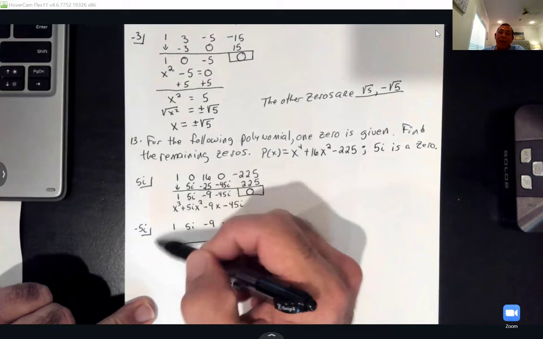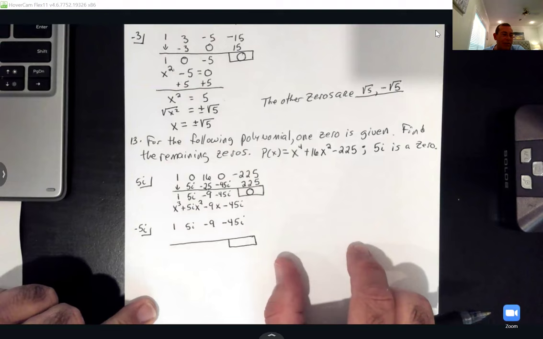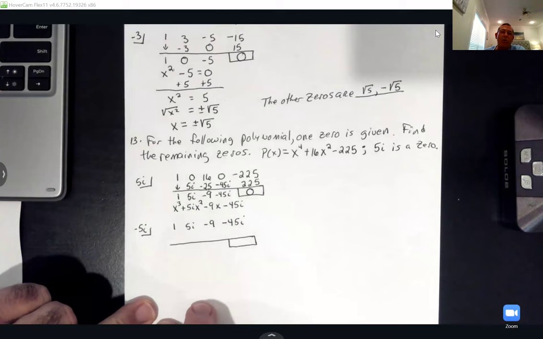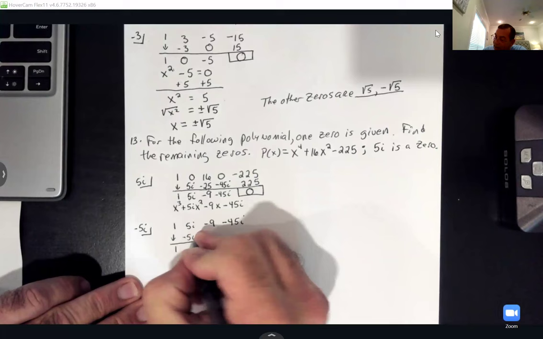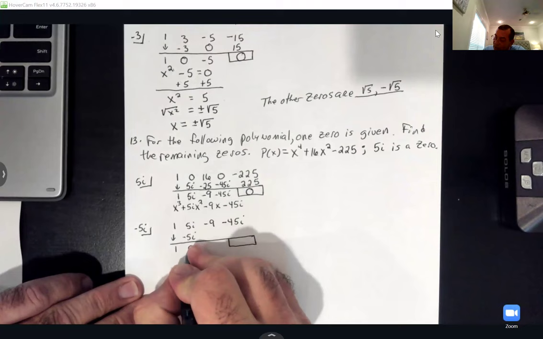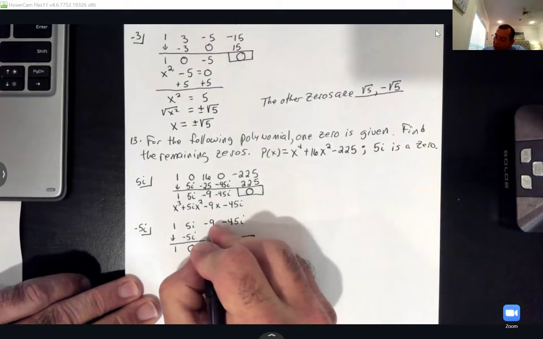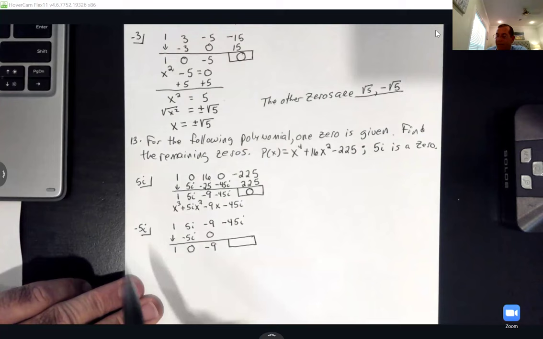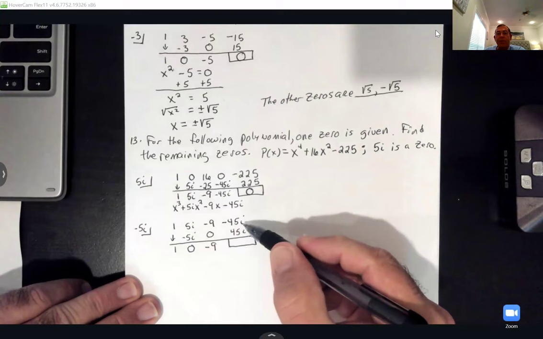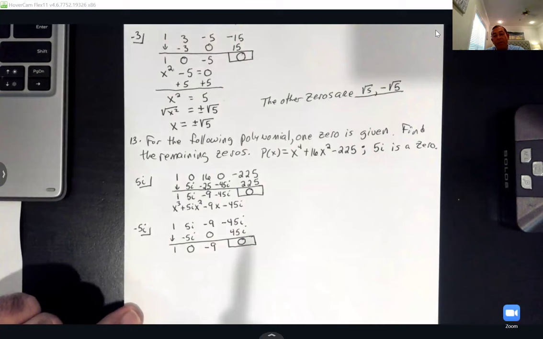So I know when I put my answer for the remaining zeros, it'll start with that negative 5i and then whatever two I get left from these three coefficients, okay? All right, y'all. So bring the 1 down. 1 times negative 5i is a negative 5i. 5i and negative 5i give me a 0. 0 times negative 5i is 0. Negative 9 plus 0 is negative 9. And y'all, this negative 9 times negative 5i makes a positive 45i, which, when you add them together, give you a 0 remainder. So the first of my other zeros is negative 5i.